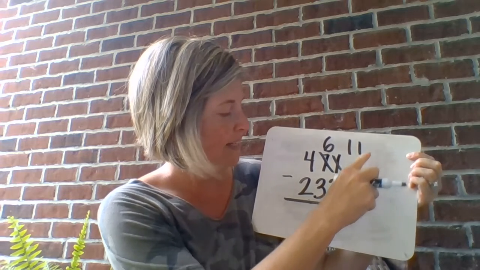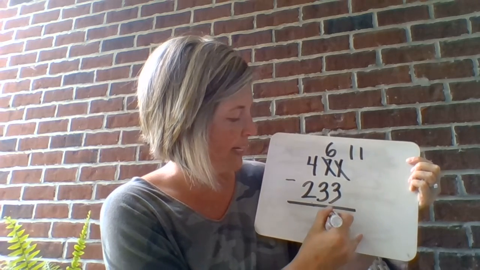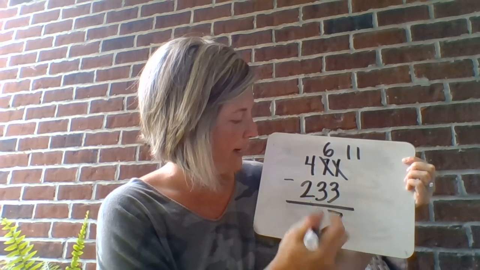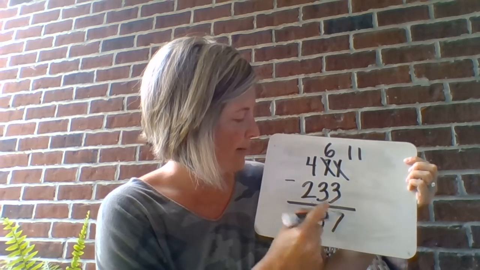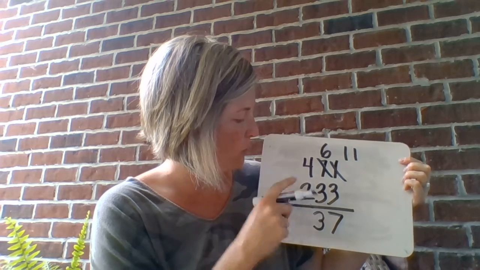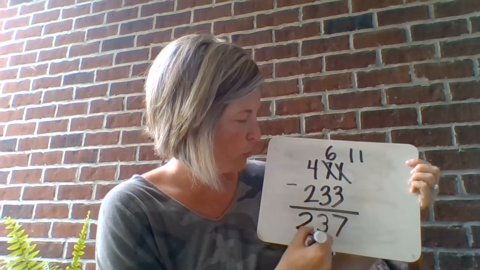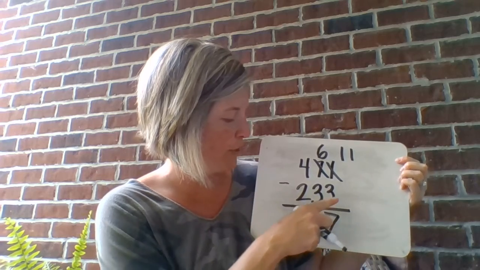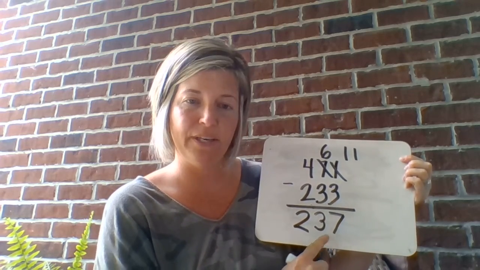And we have 11, take away 3, and we get 8. 6, take away 3, we have 3. And 4, take away 2, we have 2. So 471 minus 233 equals 238.